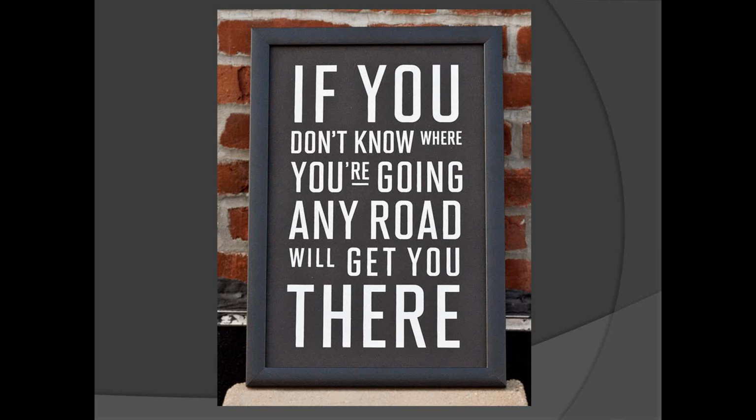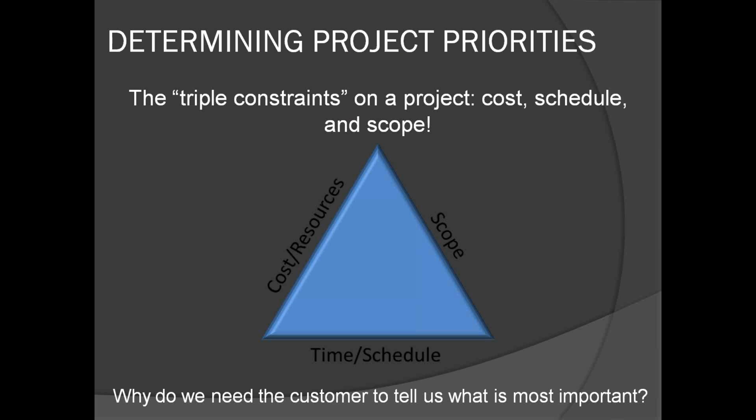So I love this quote: if you don't know where you're going, any road will get you there. So, determining project priorities. Once you've defined that problem, what are the priorities? There are 3 constraints on any project, and they always fall under these 3 categories no matter how you look at it. And if you've studied for a PMP, they've drilled this into you. The first thing is the cost of the project.